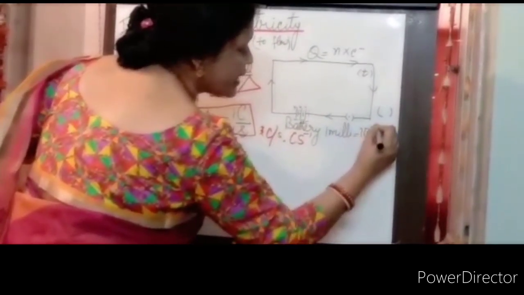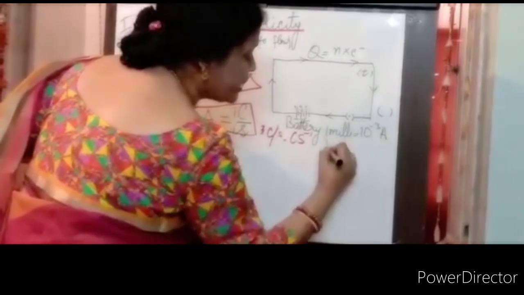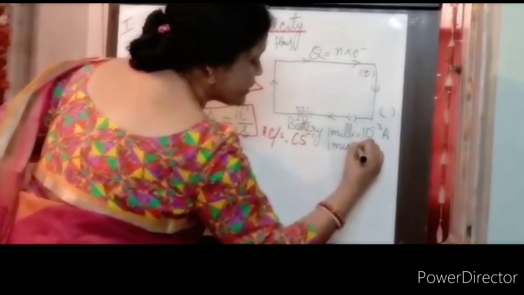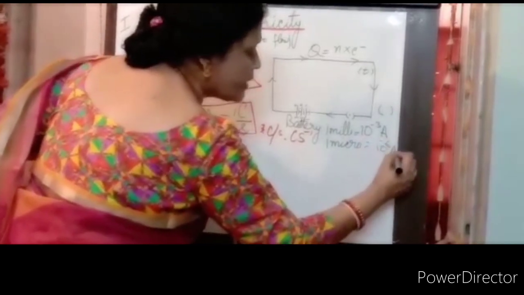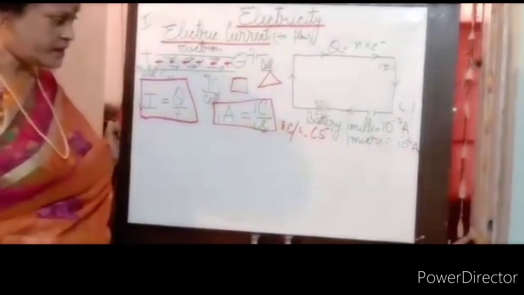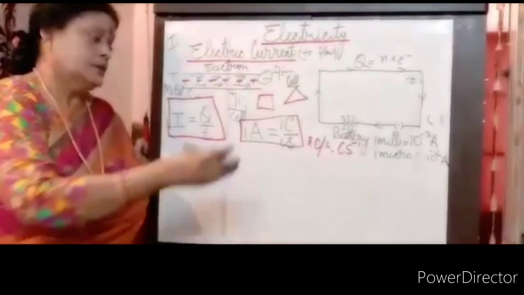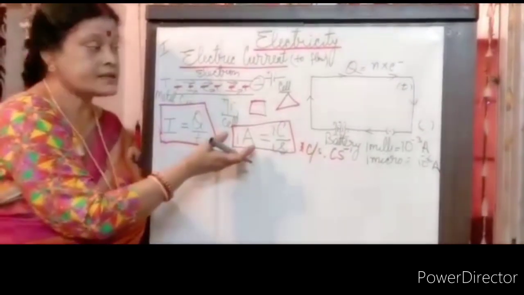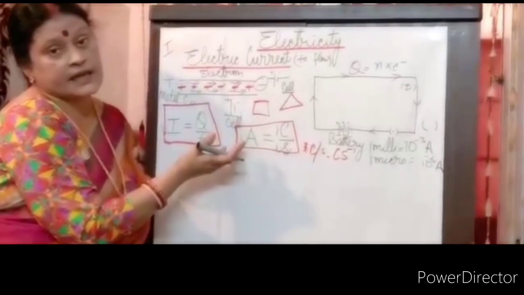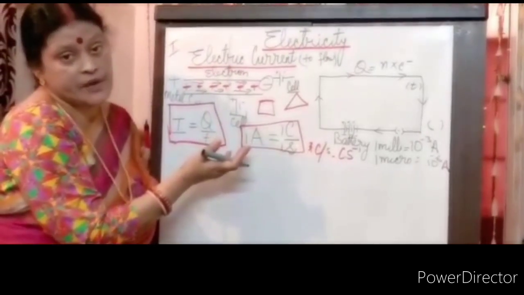That means we have to add 10 to the power minus 3 ampere. If I say 1 microampere in the numerical, then it will represent 10 to the power minus 6 ampere. Right? And this is how current is described. And next, that is how the current can be measured.